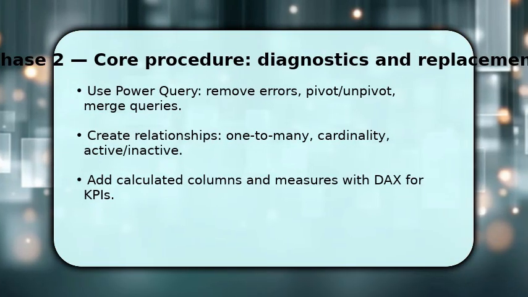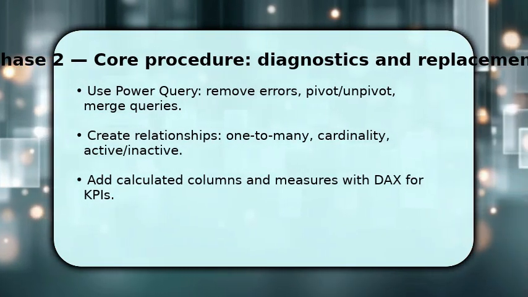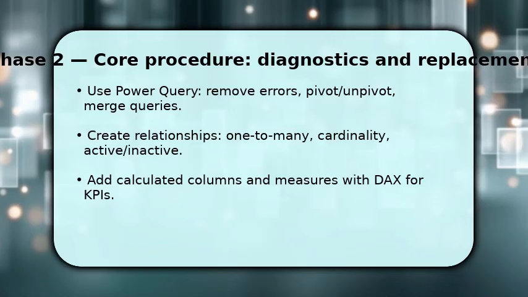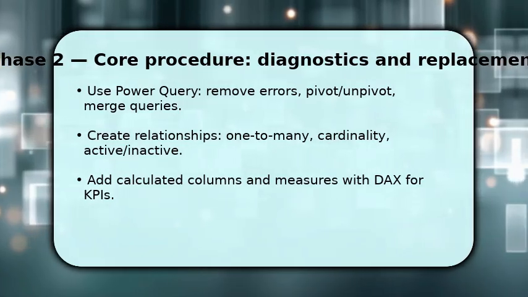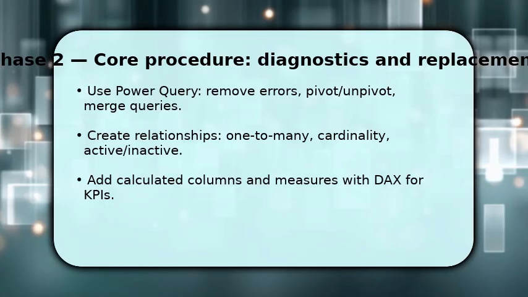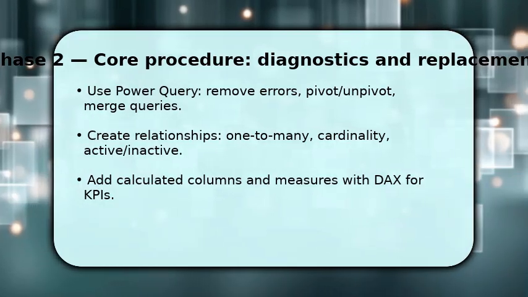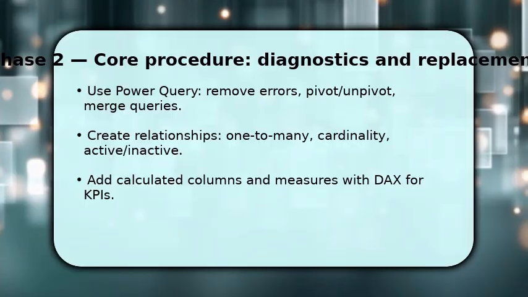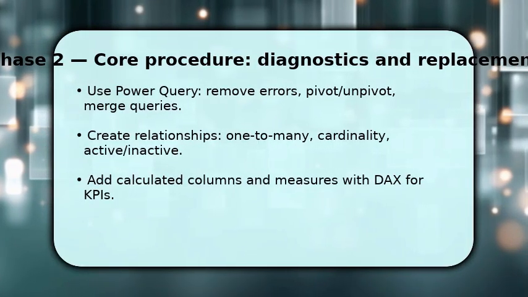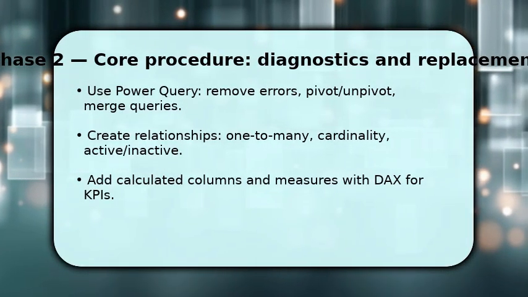Next, focus on transformation and modeling. In Power Query, remove errors, split columns, and use pivot or unpivot to shape tables, then merge queries when you need lookup context. Once loaded, define relationships. One-to-many is common. Check cardinality and set active links so filters flow correctly.